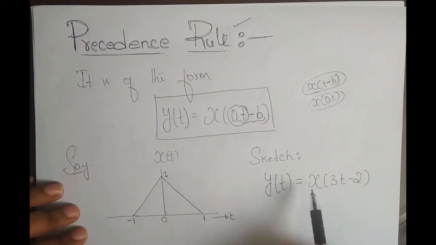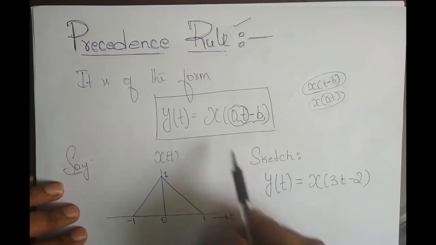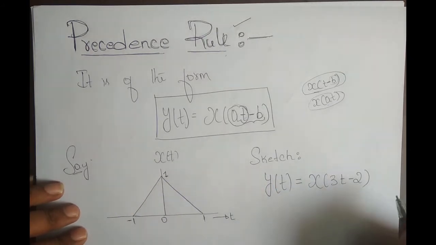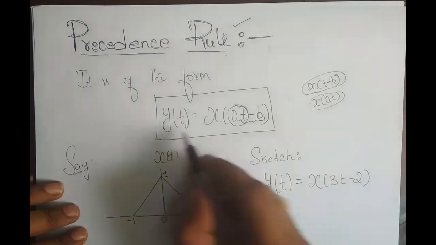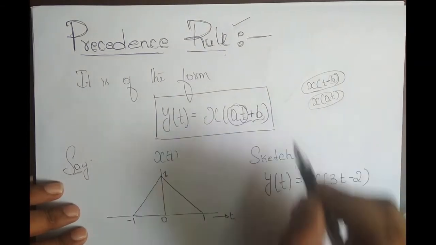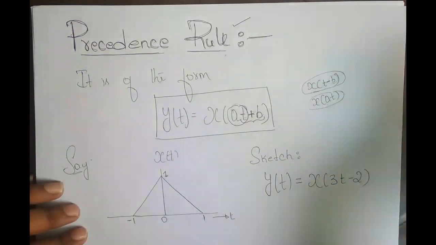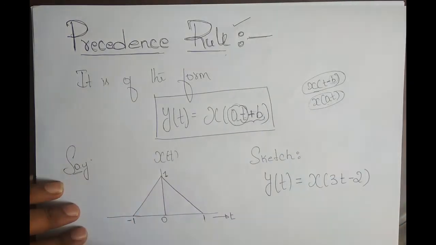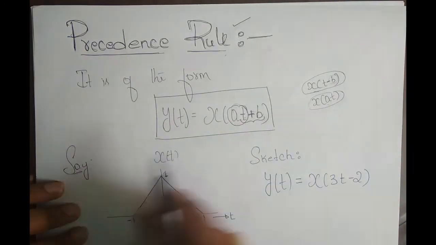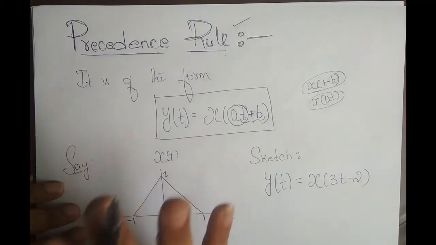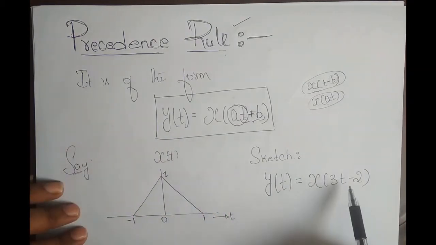Fine, I have a signal x of t and I want to sketch y of t, which is x of 3t minus 2. Doesn't this signal involve both time shifting and time scaling operation? Yes. This is of the form x of at minus b. If this is plus, also fine; it's not that it has to be minus. Whenever it is plus, I have to shift it left. If it is minus, I have to shift it right. So don't worry whether this is plus or minus. But whenever it involves both shifting and scaling operation, I have to follow the precedence rule.